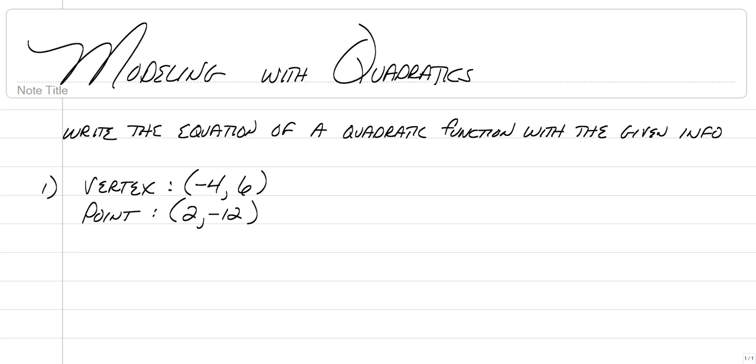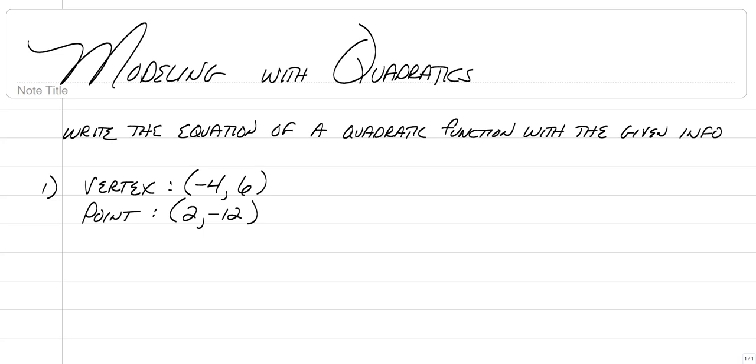Basically what that means is you are given two important points or three random points, and you write a quadratic equation that fits those points. And we're going to talk about three different ways to do it. So we're going to write an equation first that we know the vertex and some other random point that is on that parabola or quadratic equation.